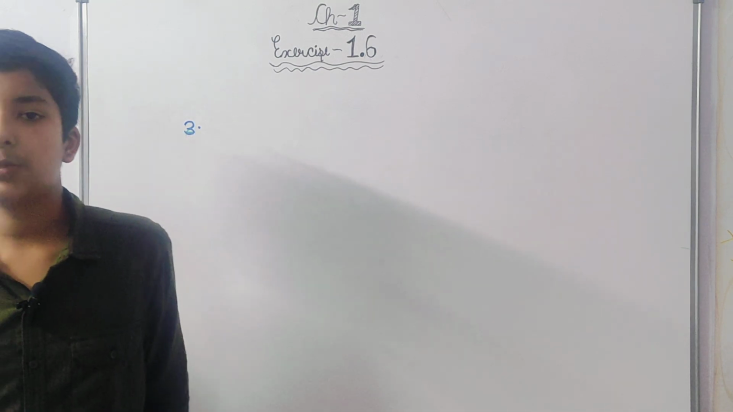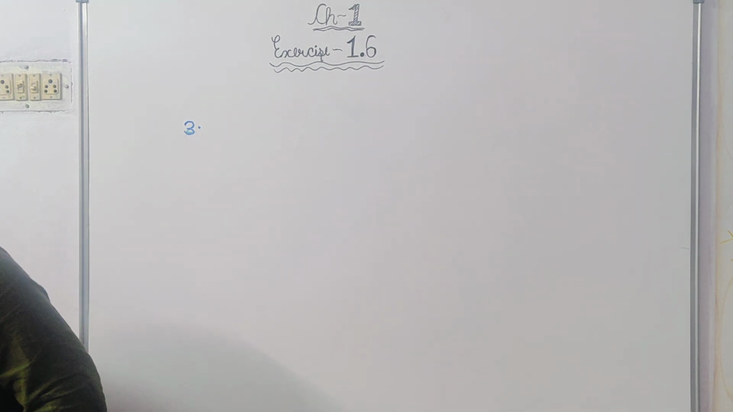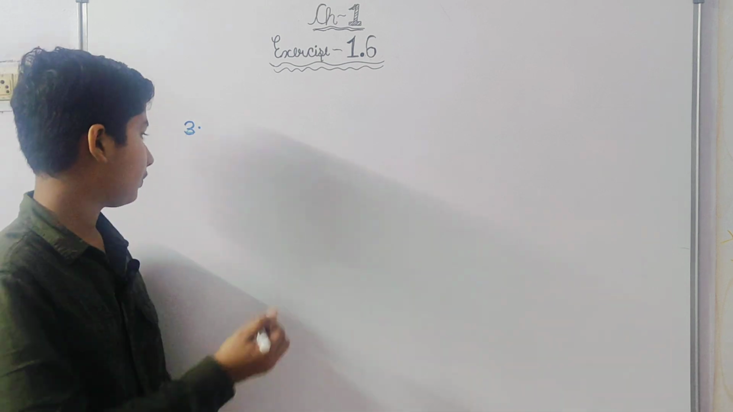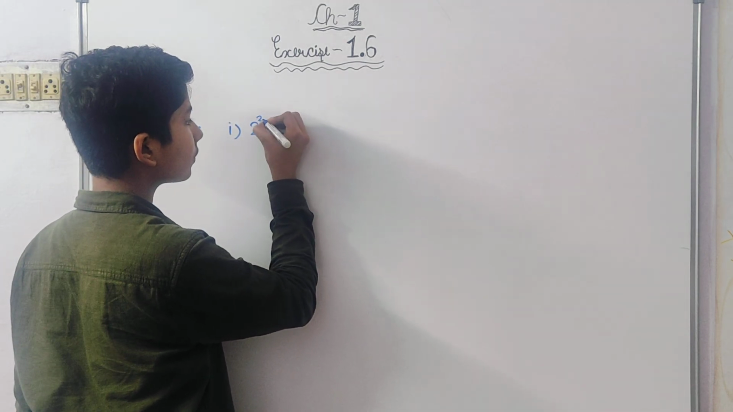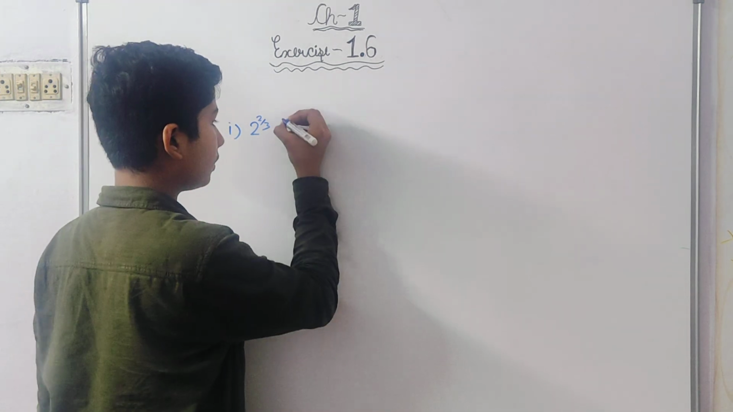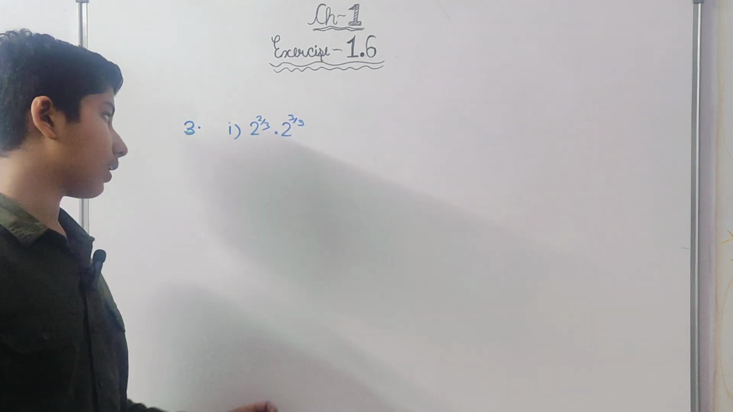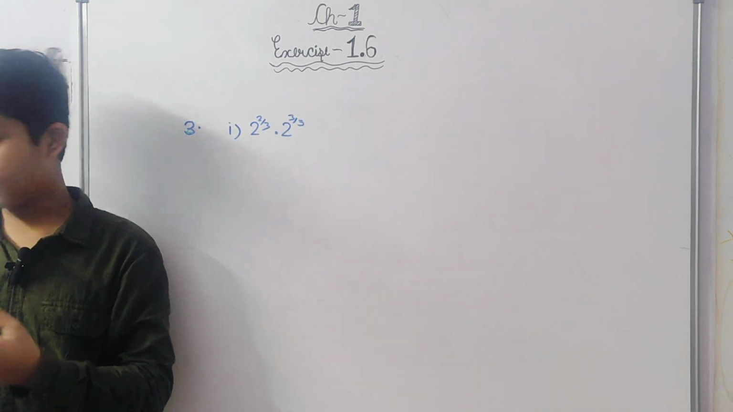Now we will come to question number 3. Question number 3: 2 to the power 2 by 3 into 2 to the power 1 by 5. Dot is the multiply symbol. In higher classes you will study that this dot is used as a multiplication symbol.